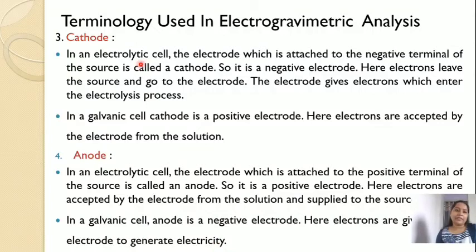So always remember that in an electrolytic cell, the negative electrode is the cathode and the positive electrode is the anode. And in a galvanic cell, the cathode is the positive electrode and the anode is the negative electrode.